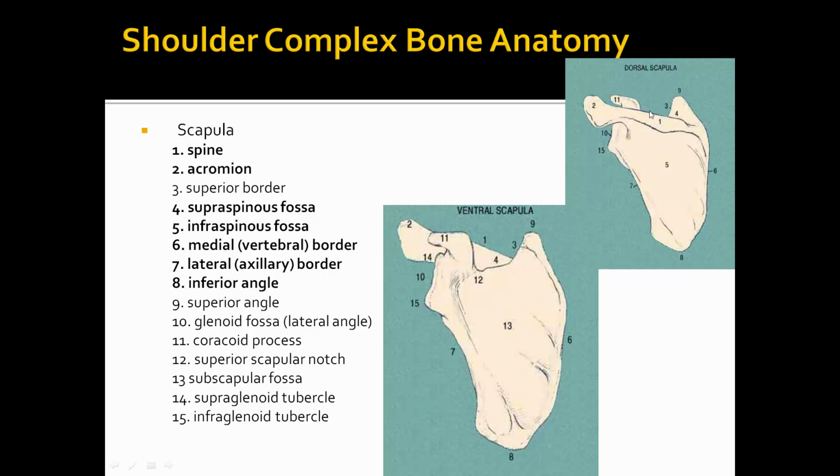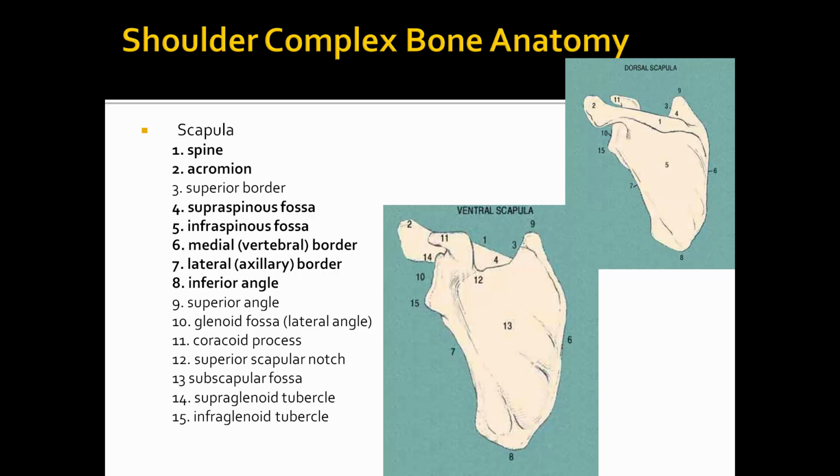The spine of the scapula is this guy right here, this number 1, that kind of goes across. You can feel it on someone else's shoulder blade. You have the acromion, which is this little projection here, which is where your collarbone and your acromion meet and make up your AC joint, which we'll talk about in a little bit.